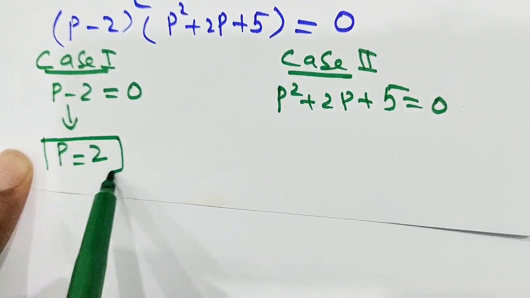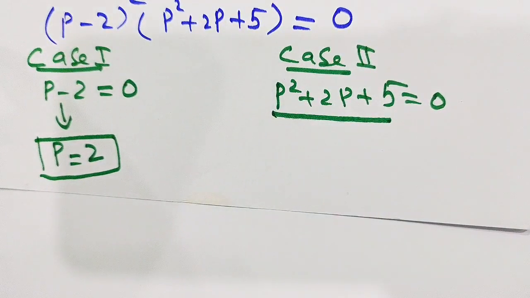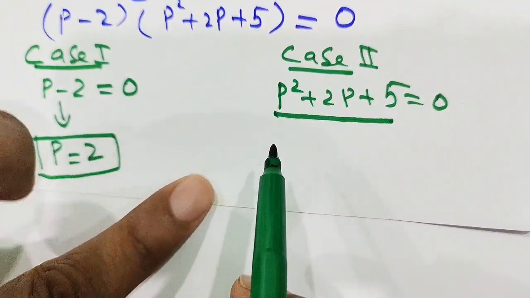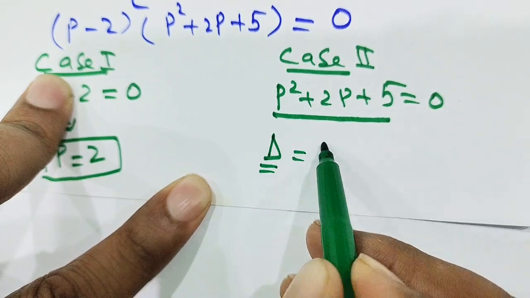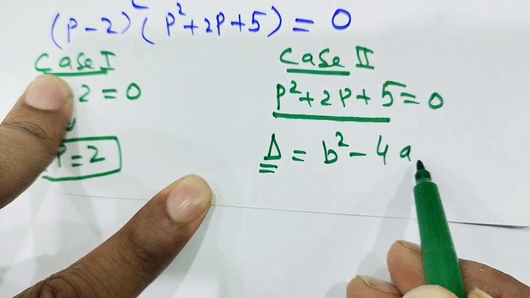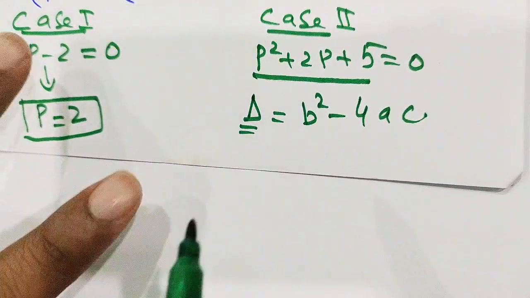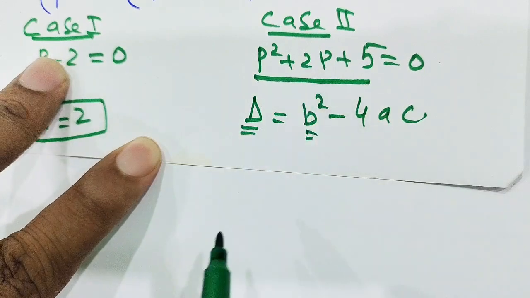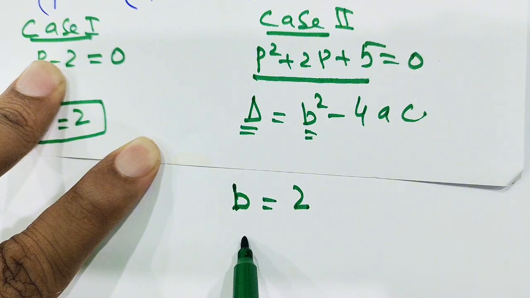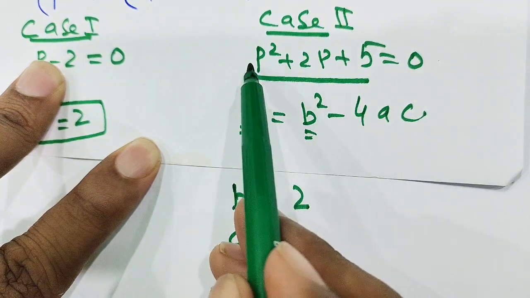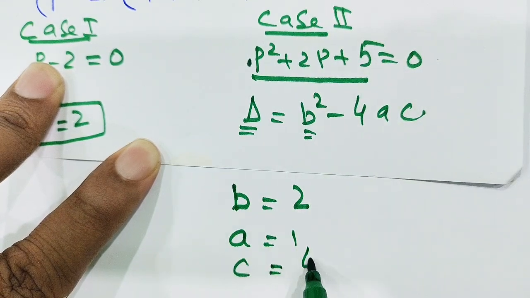For the other case, we are interested in the real roots of p, so first of all we will check the discriminant. Discriminant is simply equal to b square minus 4ac. But in our case, what will be the b? b is simply 2. What is a? a is equal to 1. This is our a, this is our b, and this is our c. c is simply equal to 5.